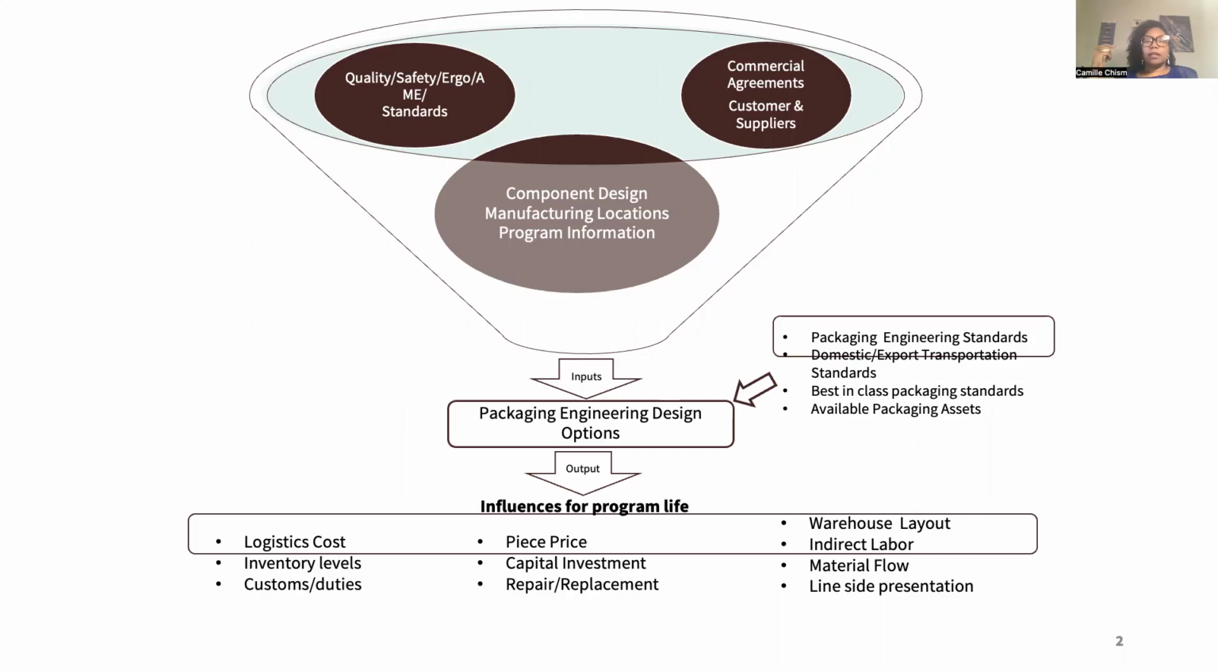Other things are like the line side presentation, things that have to do with the warehouse layout. How do those things impact the labor force? Do you need more people to handle a certain pack? Can you reduce the number of people based on the type of packaging that you have? It can also affect the material flow. So there are so many things that get involved.